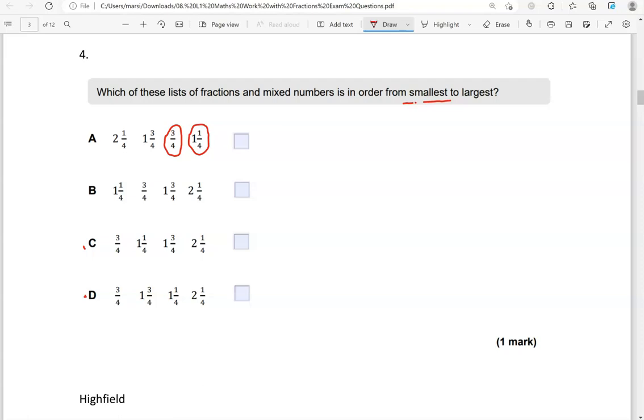Now looking at the second number, should it be 1 1/4 or should it be 1 3/4? So 1 1/4 is definitely smaller than 1 3/4. So 1 3/4 should come after that, and then finally 2 1/4.